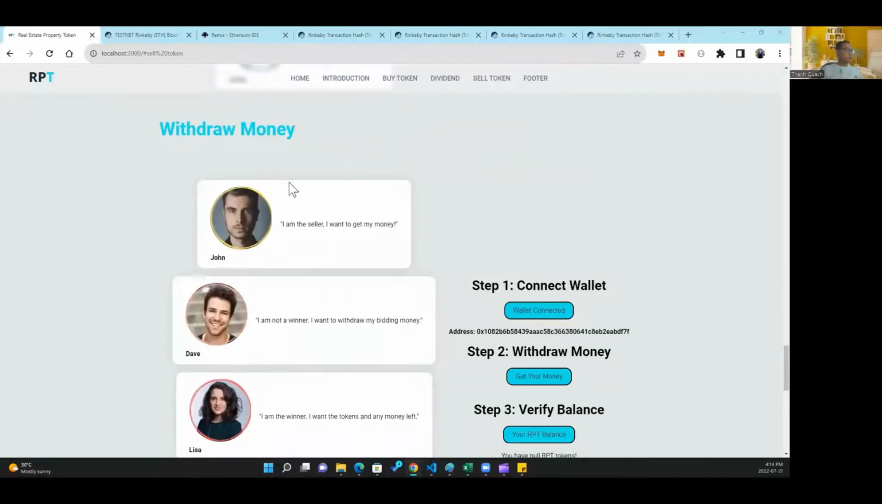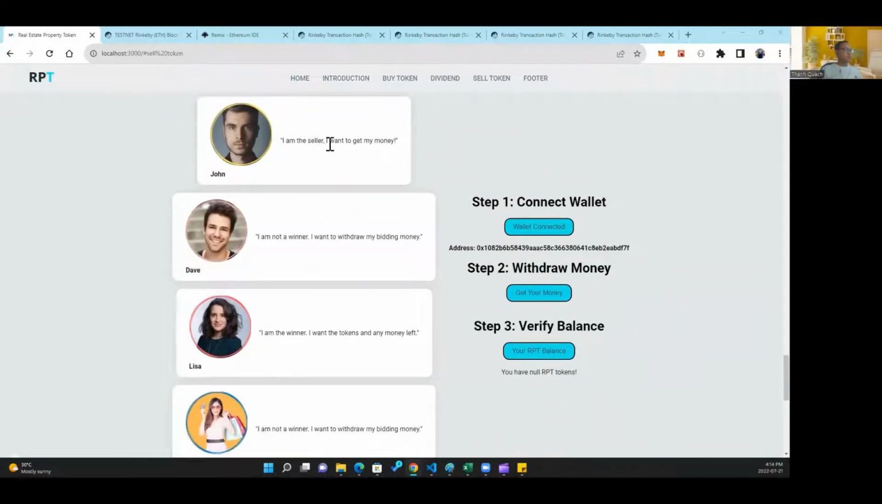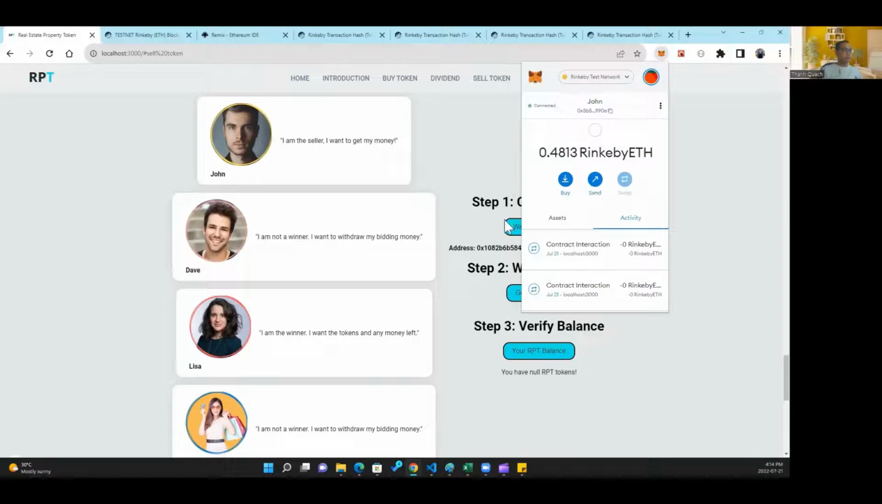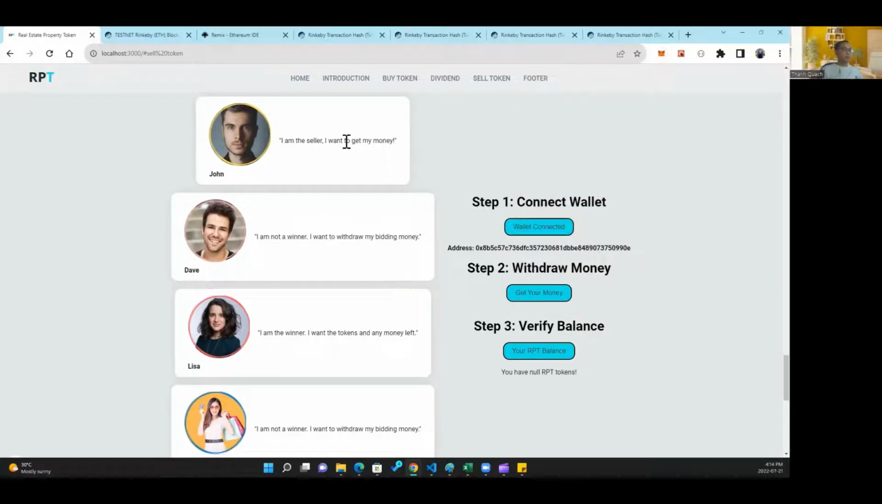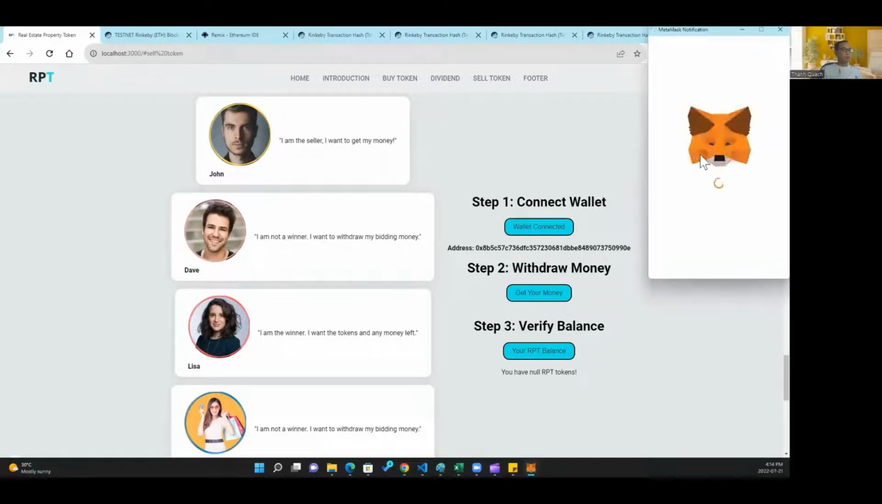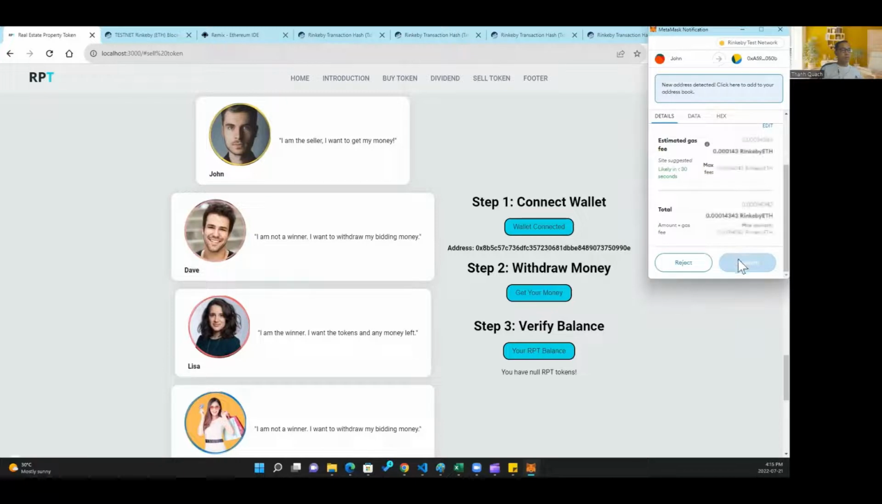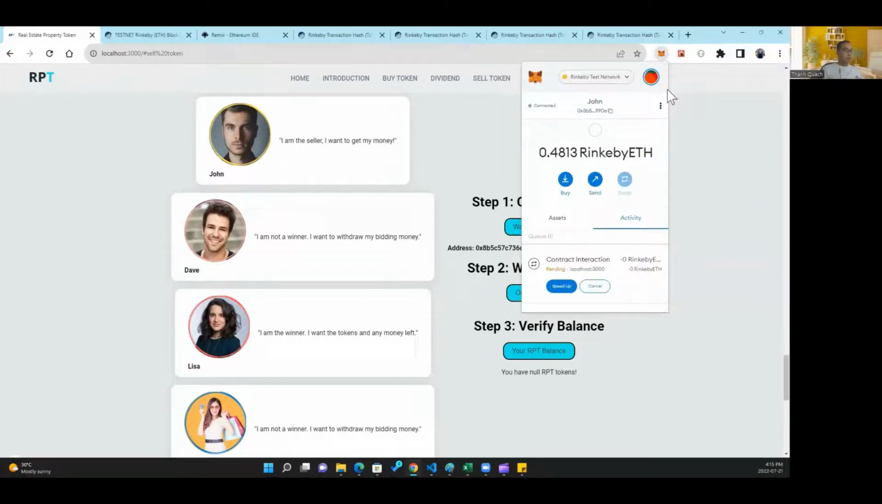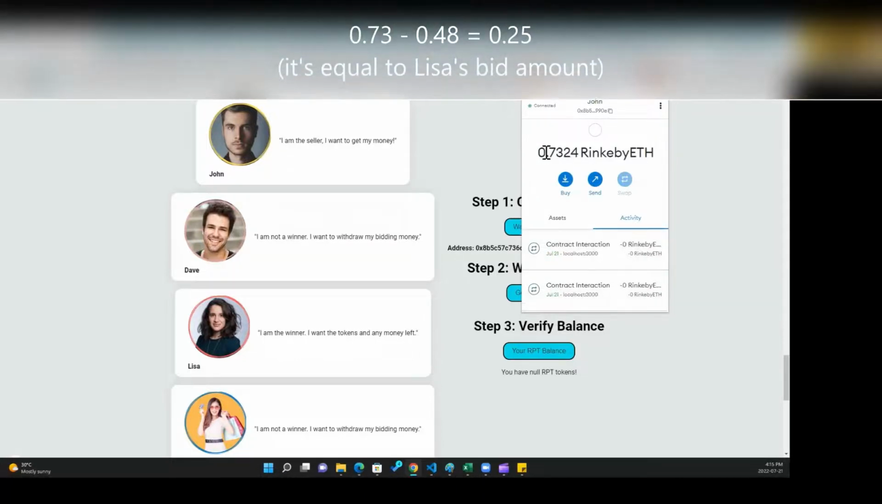Okay, so it's time to withdraw the money. John is the seller. I want to get my money. So let's connect to his wallet. Connect. So he's selling his token, so he would like to get his money. MetaMask, confirm. So he just needs to hit confirm. So still pending. John is at 0.48. After the transaction, he's supposed to increase his balance. Right, it's increased to 0.73.